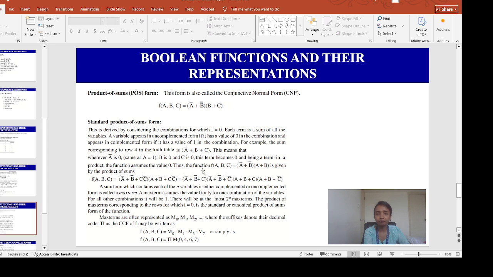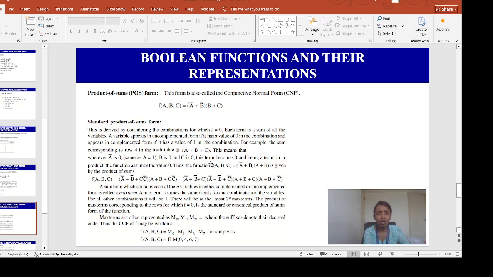Thus, the function f of ABC equals A bar plus B bar into A plus B is given by the product of sums. Okay, A bar plus B plus C. So when we had the canonical sum of product form or minterms, we have seen we are writing it as 0, 1, 1, right? But here A bar we will consider it as 1, B 0, C 0, 1 0 0.